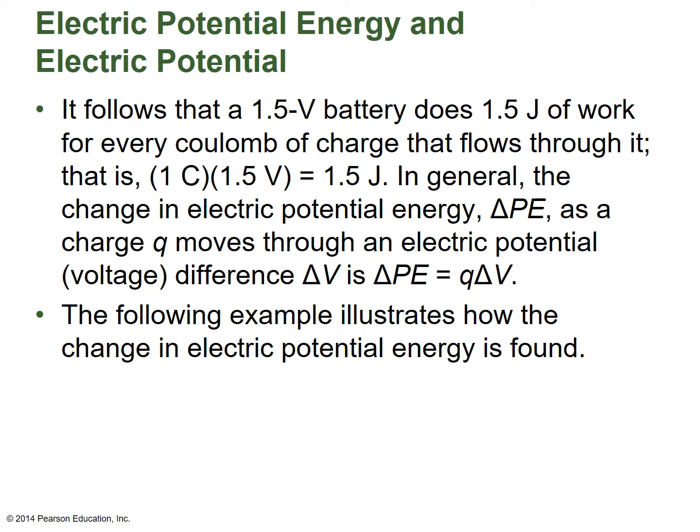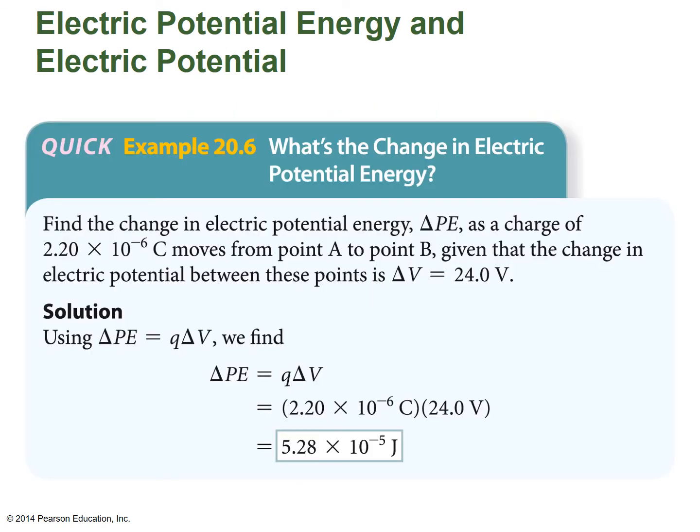Now we will have an example to show that. Find the change in electric potential energy as a charge of 2.20 times 10 to the minus 6 coulomb moves from point A to point B, given that the change in electric potential between these points is delta V equals 24 volt. So delta PE is equal to Q times delta V, and if you multiply the charge by the voltage, you will get 5.28 times 10 to the minus 5 joule.